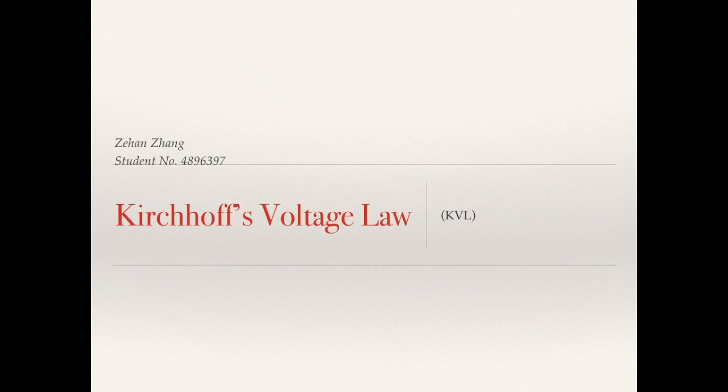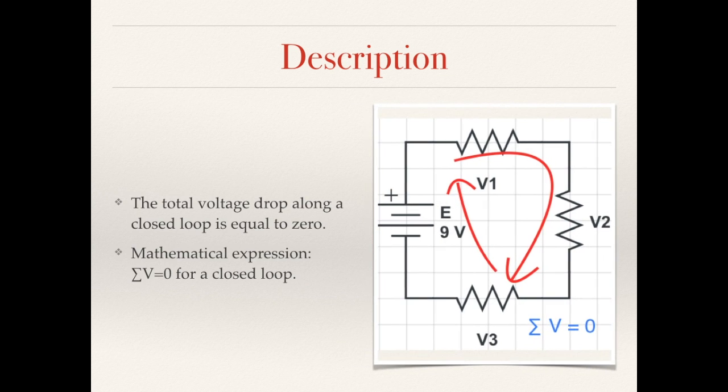So today I'm going to talk about Kirchhoff's voltage law, which is also known as KVL. First, let's give a simple description of what Kirchhoff's voltage law is. Kirchhoff's voltage law states that the sum of voltage drops along a closed loop in the circuit is equal to zero. As shown in the right-hand side diagram, the sum of voltage drops is equal to zero, and that's also the mathematical expression for Kirchhoff's voltage law for a closed loop.